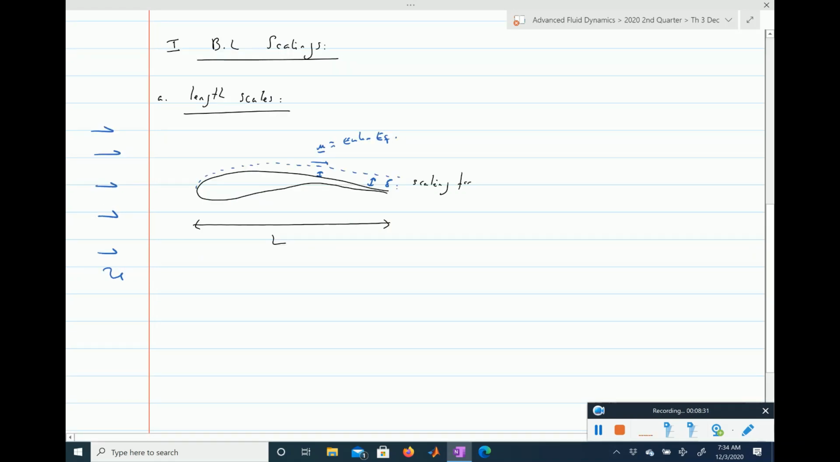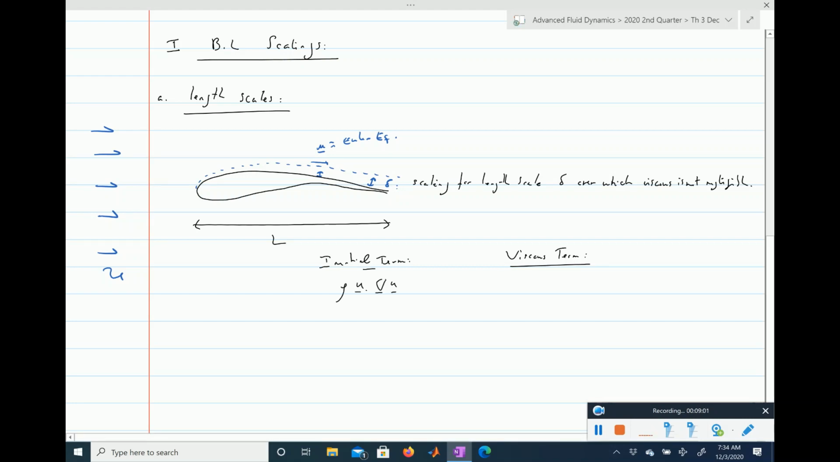So what we want is to derive a scaling for the length scale of the boundary layer delta, over which the effect of viscosity will be important. So we have two terms. We have our inertial term and we have our viscous term in the momentum equation. And so we're going to try to derive a scaling for both. So let's start with the inertial term. So this is the u grad u term.